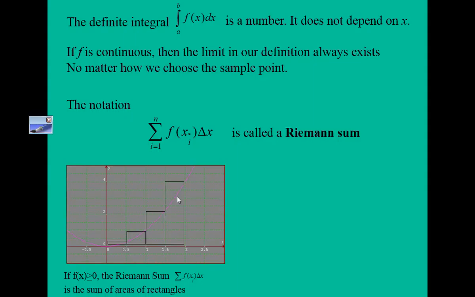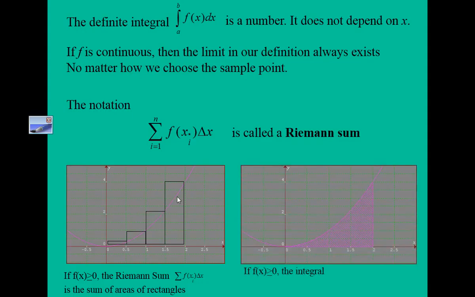So here's an example of a Riemann sum from 0 to 2. This estimates the area under the curve. Notice our function is greater than 0. It's above the x-axis. And so we can sum up these rectangles to represent the area under the curve. Now if we have a function greater than 0, the integral from a to b of f of x dx is the area under the curve. That will find us the exact area under this curve.